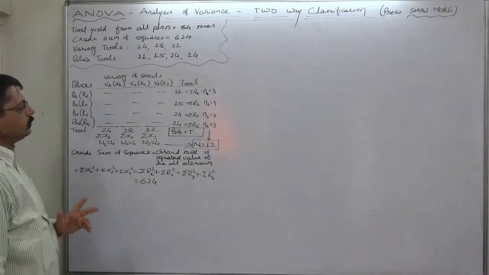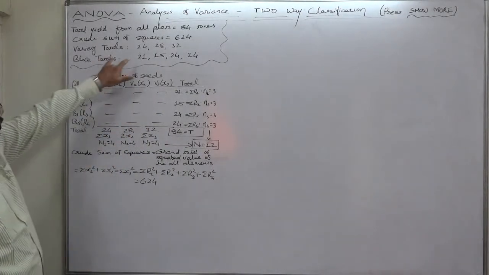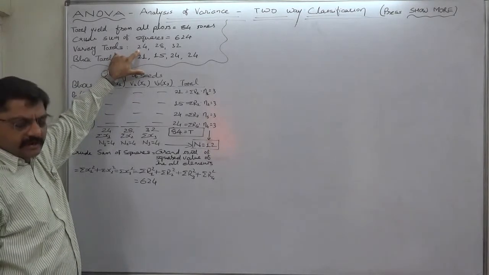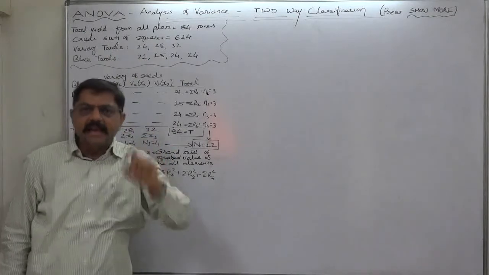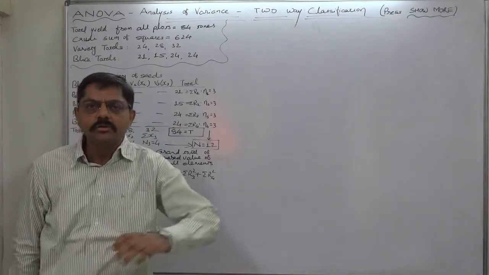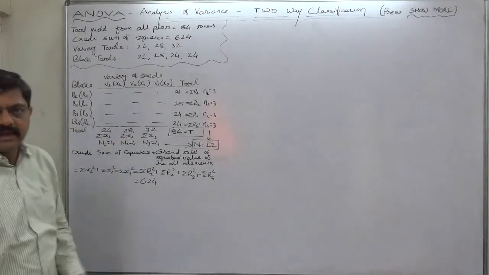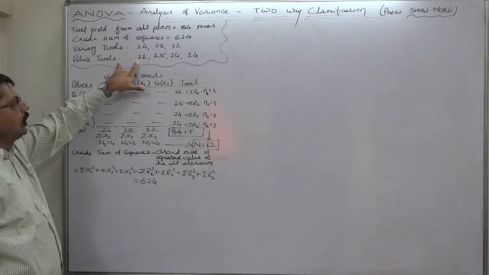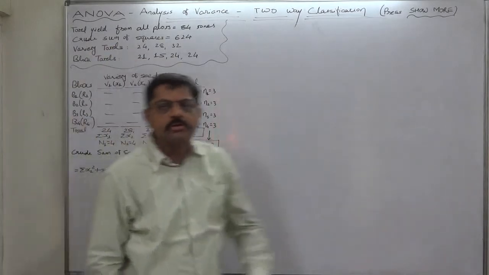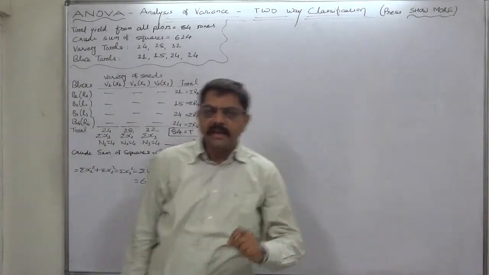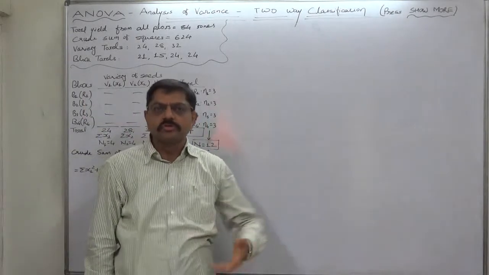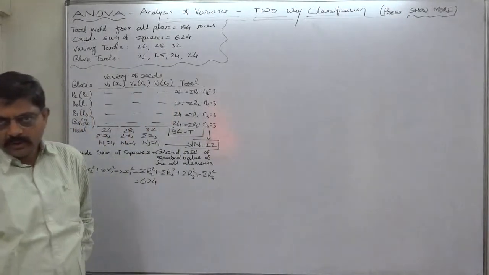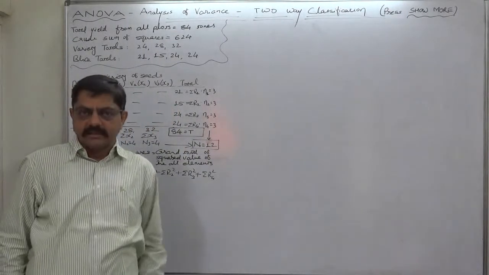So they want to study whether any one or more of the 3 varieties of seeds which they have selected is able to give greater output of the crop. At the same time, the 3 varieties of seeds are assigned to 4 varieties of blocks. So they also want to study whether any one or more types of blocks of land can contribute to greater output of the crop. Both the things are simultaneously studied.